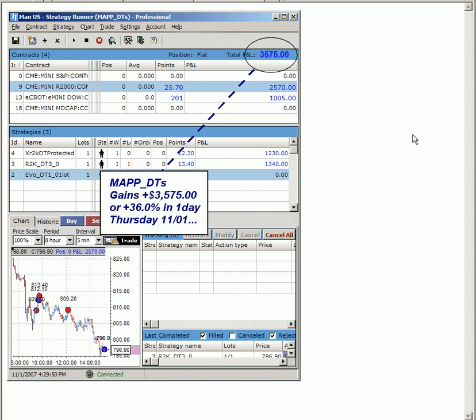The MAP DT, the DTS, which is the small version of the MAP DT, a $10,000 portfolio, gained $3,575 yesterday. So that's a 36% move in just one day, and obviously the limited risk exposure of the day trade. I know a lot of day traders out there don't like to have the swing exposure.